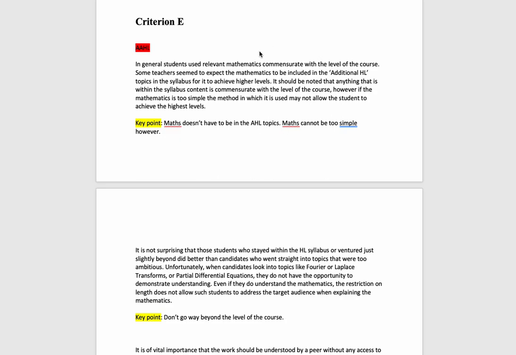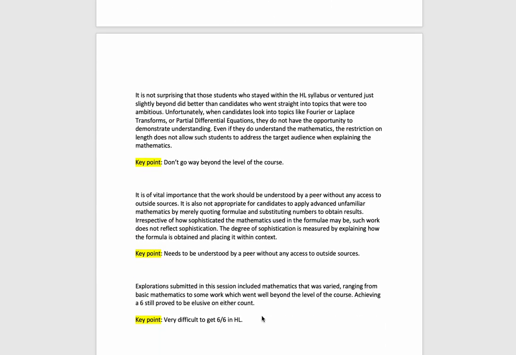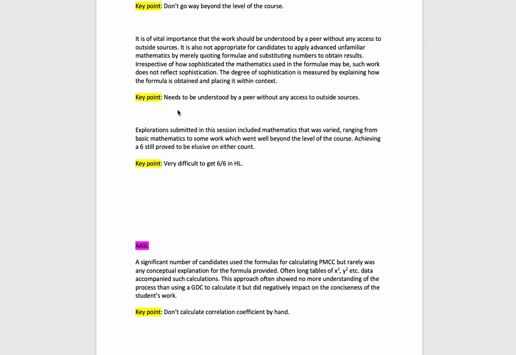You can read this, guys, if you don't believe me: it doesn't have to be in the additional HL topics, but it can't be too simple. Key point, don't go beyond the level of the course. I've mentioned this already. It needs to be understood by a peer without any access to outside sources.